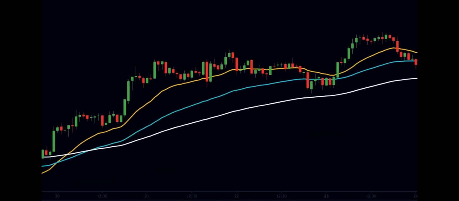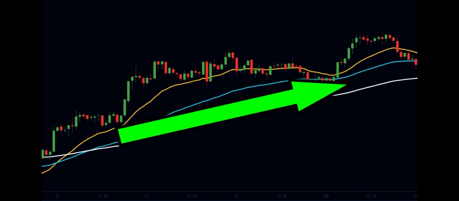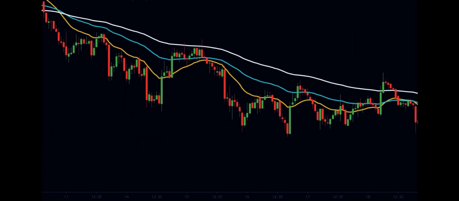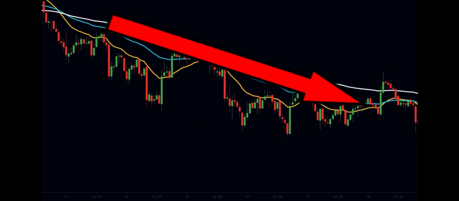In a strong uptrend, we see that the price is trading above all these moving averages, and all of the moving averages are sloped upwards. This is a clear indication of a healthy uptrend. Similarly, in a strong downtrend, we see that the price stays below the moving averages, and the moving averages are all sloped downwards.